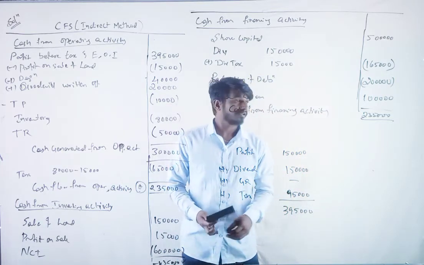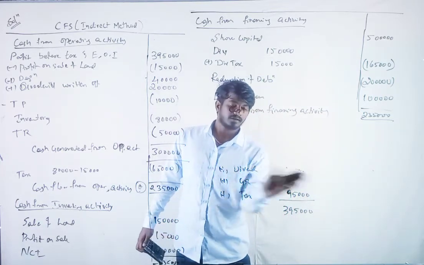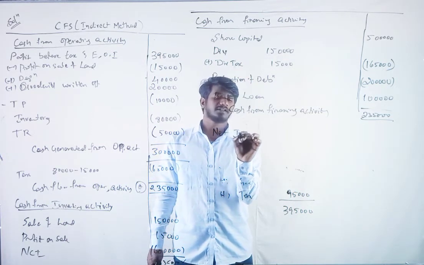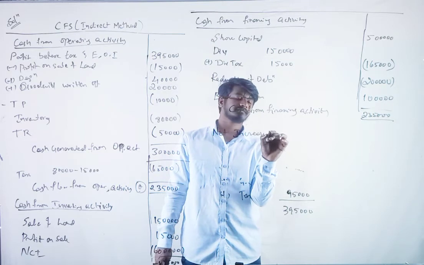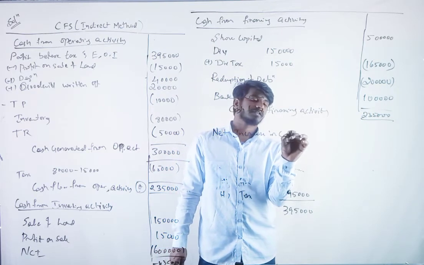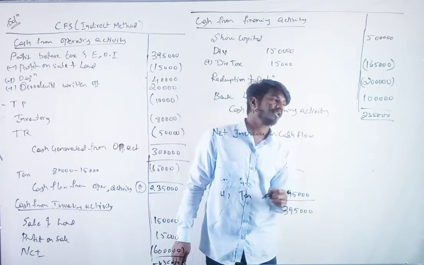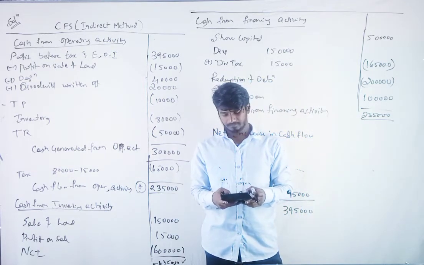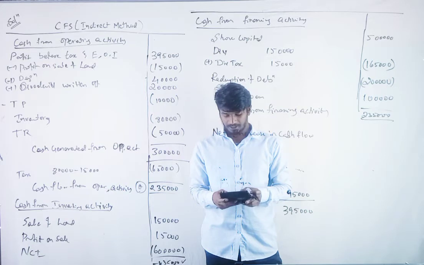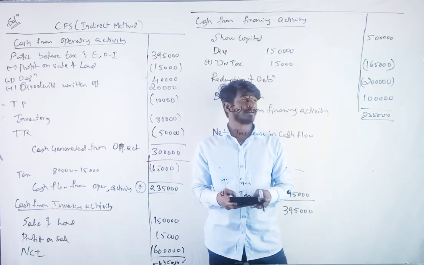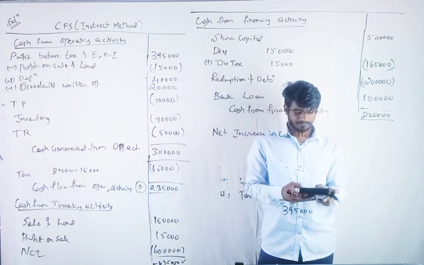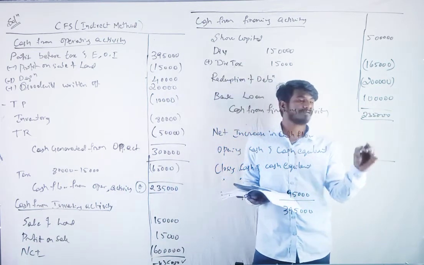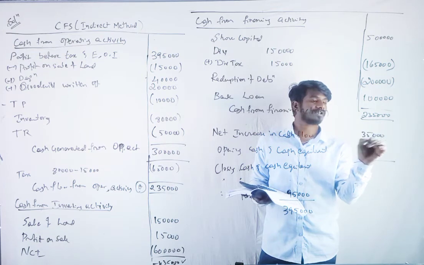Okay. Shall we calculate? Net increase in cash flow. How much is it? 3 lakh. Okay, 4,35,000 minus investing activity plus 2,35,000. Net increase in cash flow, it comes out to 35,000.